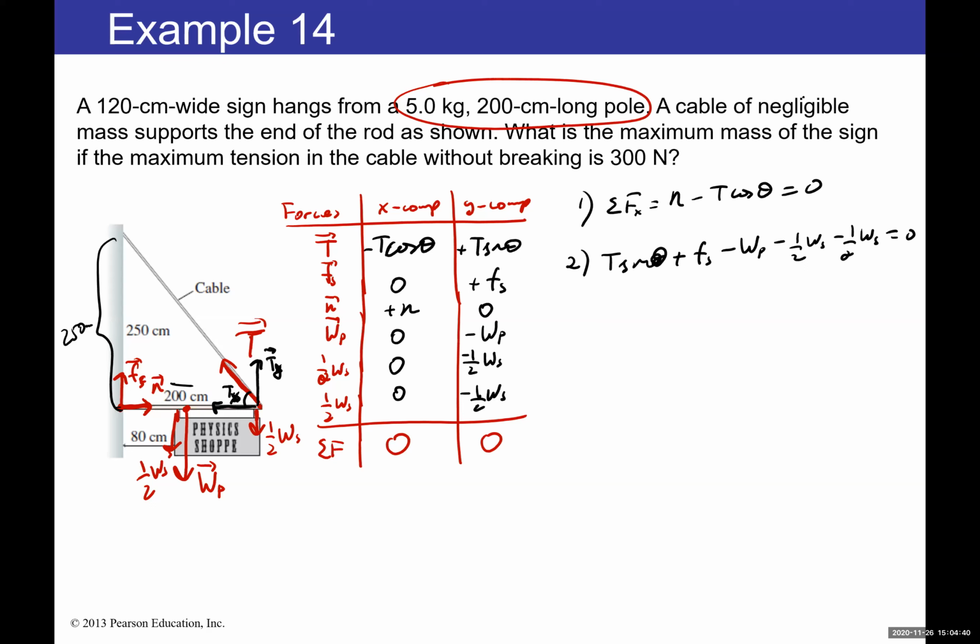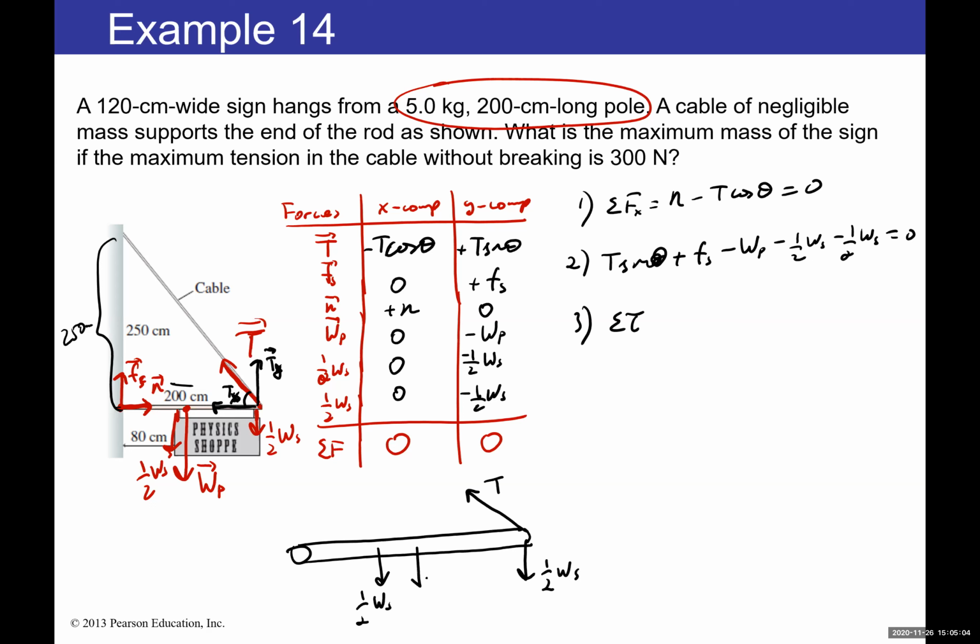But then there's also a third equation, which is the net torque, which should equal 0. And for the net torque, here's basically what I have. So think like this. This is the pole. I have 3 forces acting on it. Here's the tension. Here's half of the weight of the sign right here, and here's the other 1/2 of the weight of the sign. Here's the weight of the pole. Then here's the normal force, and here's the static friction. So those are basically the forces acting.